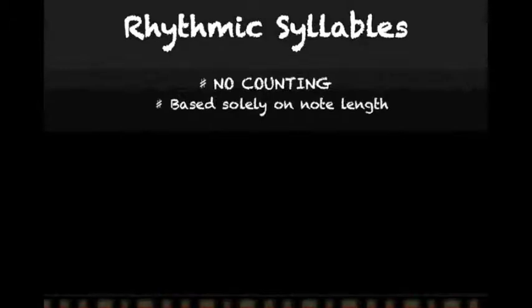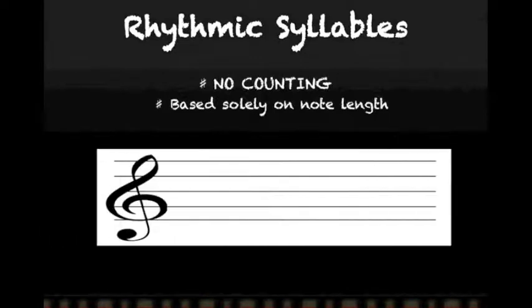Moving on to rhythmic syllables, when teaching students how to count rhythm, Kodaly pushes the idea that there are no counts when starting students out, but rather syllables that are completely dependent on the note values themselves. For example, a quarter note will always be counted ta. Therefore, a measure of full quarter notes would sound like this: ta, ta, ta, ta. Going down the subdivision ladder, he counts eighth notes as ti. So four beats of continuous eighth notes would sound like this: ti, ti, ti, ti, ti, ti, ti, ti.